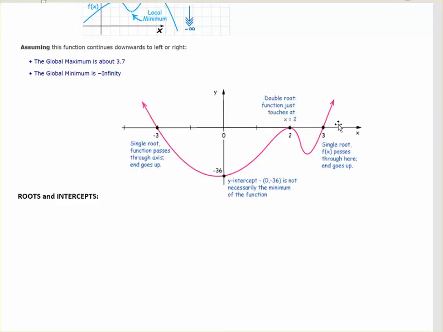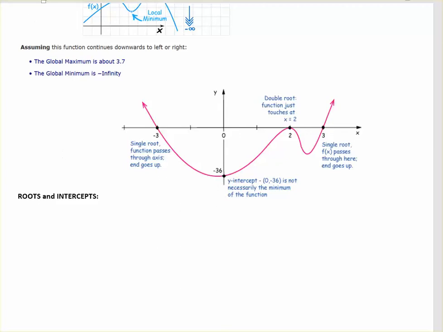And this is something about roots. A root can pass through the x-axis, that's just a single root at that point. If it just touches the x-axis at a point, there's a double root there. And you can have the y-intercept, that does not have anything to do with maximum or minimum. It might, but it doesn't have to.